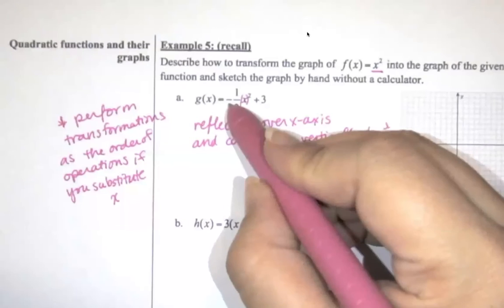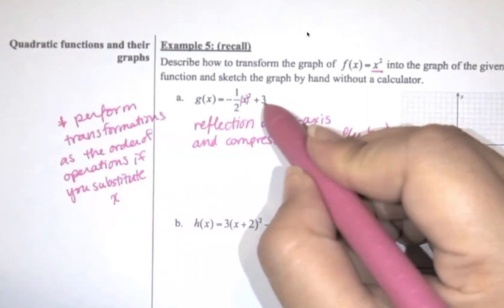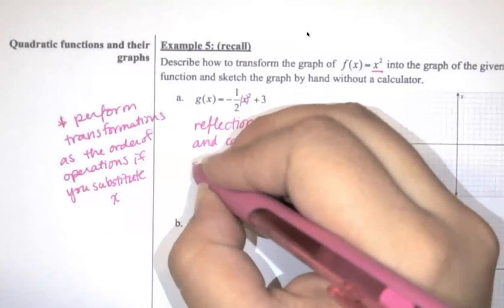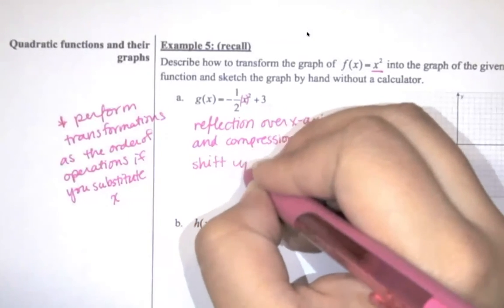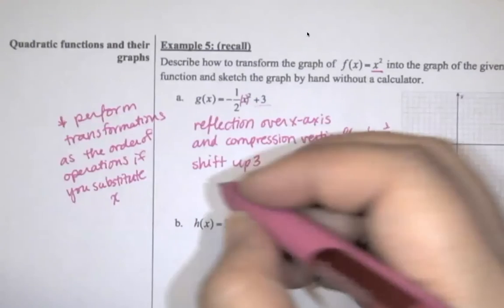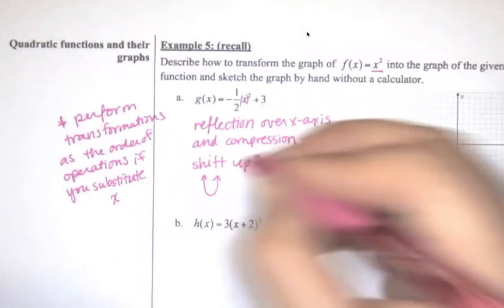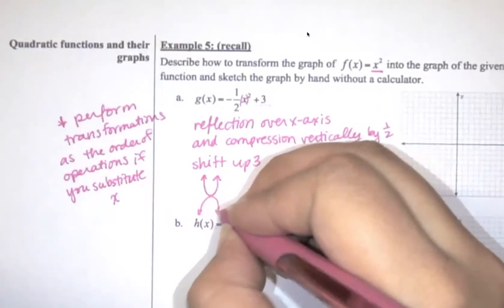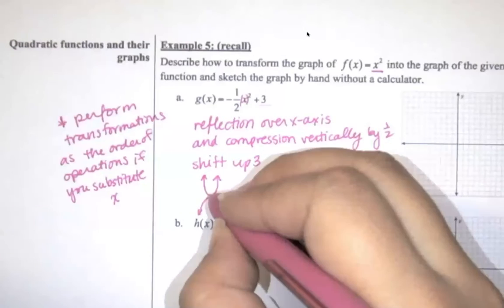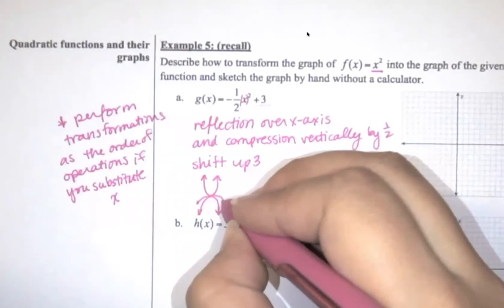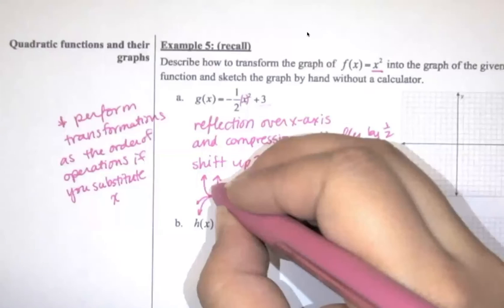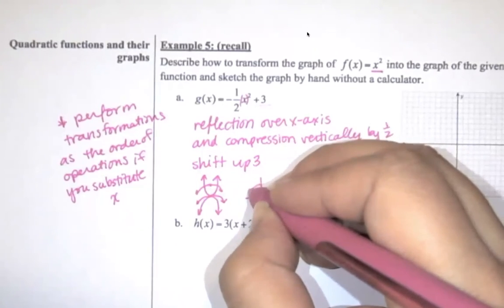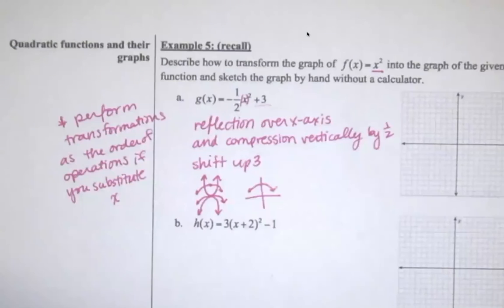Once I've done the reflection and the compression, the last thing is this +3. The +3 is a shift up 3. So if I start out with my parabola, I reflect it over the x-axis. It's going to go down like this. I compress it by 1/2. It's going to look wider. And then I shift it up by 3. I'm expecting my parabola to look like this.